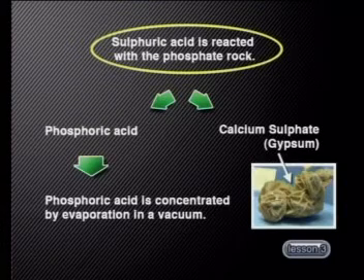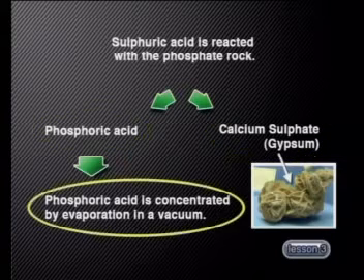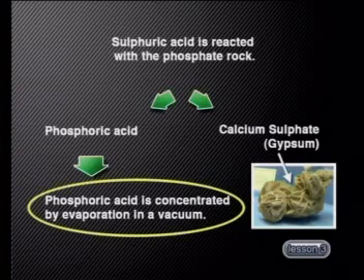Sulfuric acid is reacted with the phosphate rock. The products of this reaction are phosphoric acid and calcium sulfate, also called gypsum. The two are separated by filtration and the gypsum is discharged. The phosphoric acid is concentrated by evaporation in a vacuum. It's then sold to fertilizer producers in South Africa and overseas.